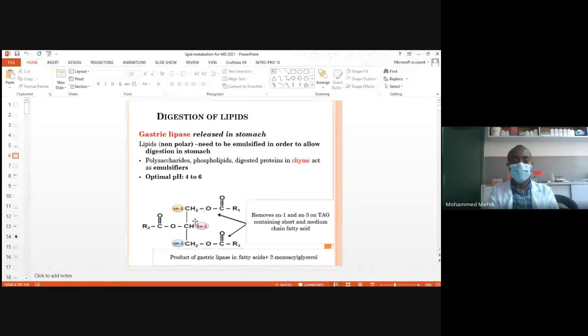After this enzymatic digestion, we'll have 2 molecules of free fatty acids, at carbon number 1 and 3 of triacylglycerol, removed, plus 2 monoacylglycerol formed by this enzyme. This will be the products of gastric lipase enzyme digestion.